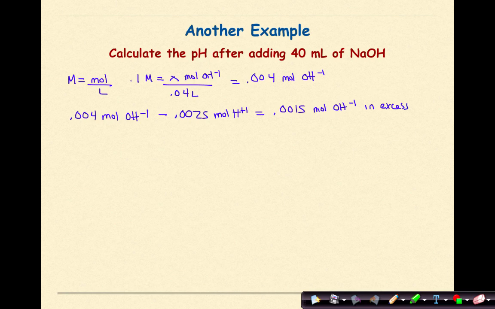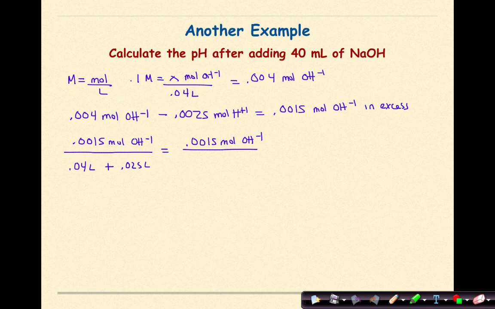Now that we have that, we can take that number of moles of hydroxide ions, 0.0015 moles of hydroxide ions, and we can say, well, we had a volume of 0.04 liters of base. Add that to our original volume of acid, which is 0.025 liters. So 0.0015 moles hydroxide ions divided by the total volume, which is going to be 0.065 liters. Divide those together and find our new molarity, which is 0.023 molar hydroxide ions.